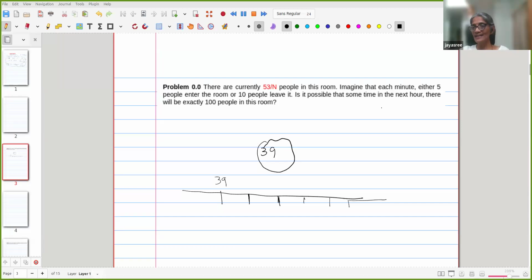Is it possible that at some point in the next hour, there will be exactly 100 people in this room? You got the question, right? Take 2 minutes to think. I'll wait for 2 minutes and then I'll start calling out people. If the question is not clear to anyone, you can ask.